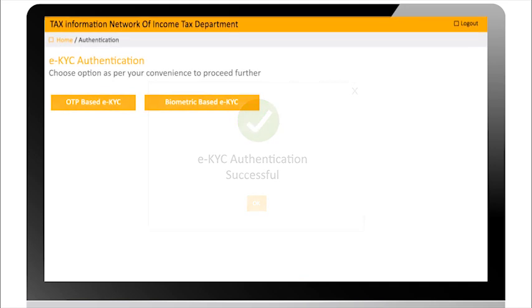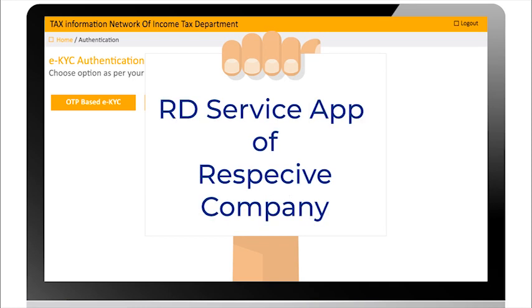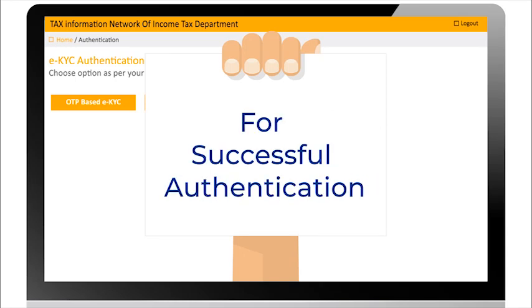For biometric-based EKYC, the biometric device, that is, Morpho, Mantra or Precision needs to be registered through RD Service app of respective company by downloading from Google Play Store. Kindly follow instructions shared by Protean from time to time for biometric settings for successful authentication.